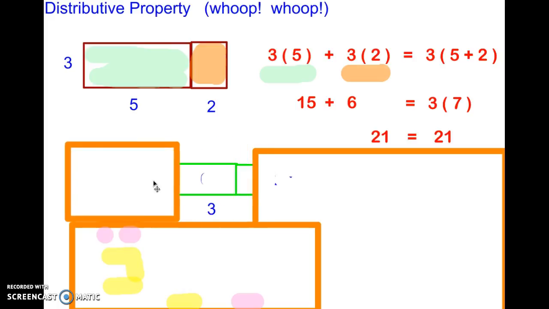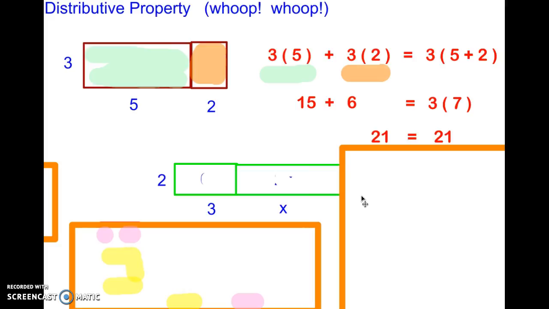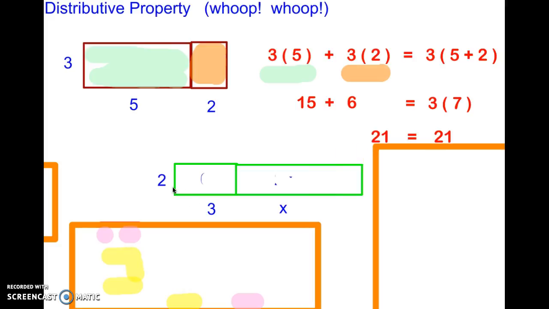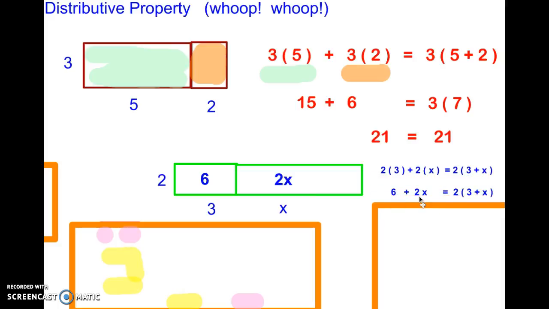Here's another example. You might also have a rectangle that has a variable in it. So here's our rectangle with dimensions 2 by 3, and here's another rectangle that's 2 by x. So that means that the area of the first rectangle is 2 times 3, or 6, and the area of the second rectangle is 2 times x, or 2x. So 6 plus 2x. You could also write this as 2 times the quantity 3 plus x.